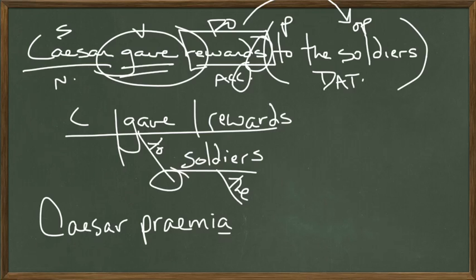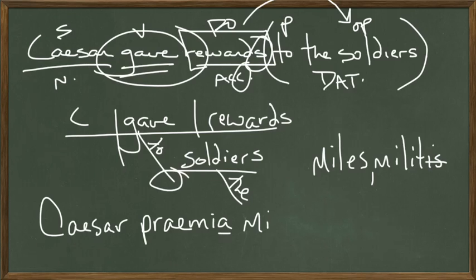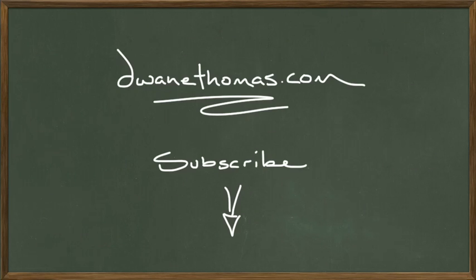Caesar premia. Now, to the soldiers, miles is soldier. In the genitive, militis is of the soldier, and we are going to drop the genitive ending and add the dative plural ending, which is ibus. So we will end up with militibus. So Caesar premia militibus, and then he gave, in the perfect tense, is dedit. Caesar premia militibus dedit.